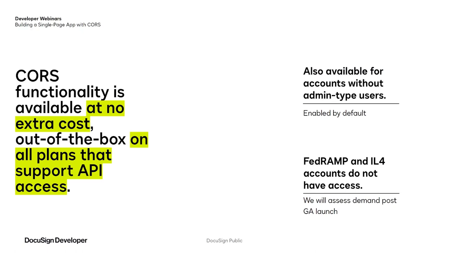There are two accounts, though, that do not yet have CORS access. That's FedRAMP and IL4. We want to assess demand post-GA launch today, and we can add support for these in the future. So please, if you need support on these accounts, do let us know. We'd love to have your feedback.